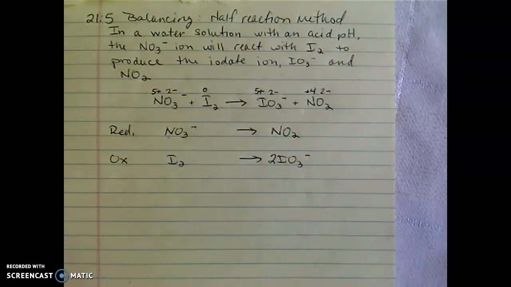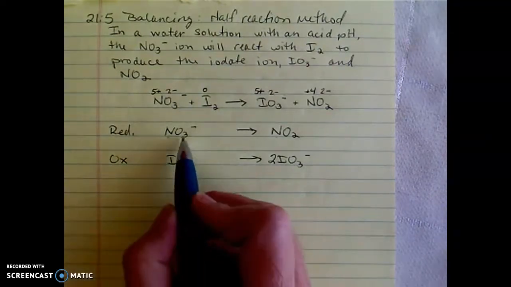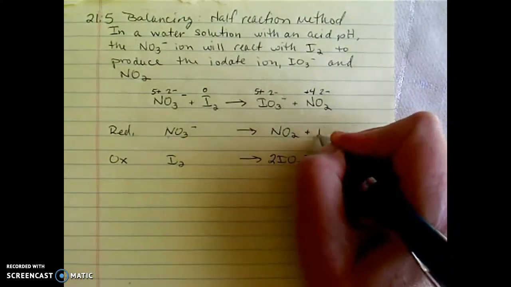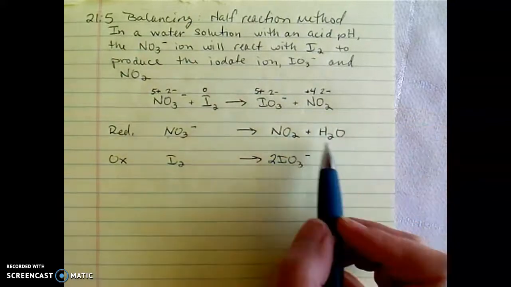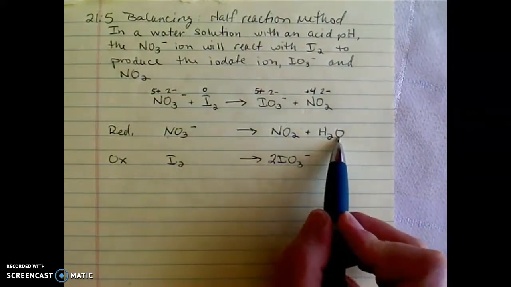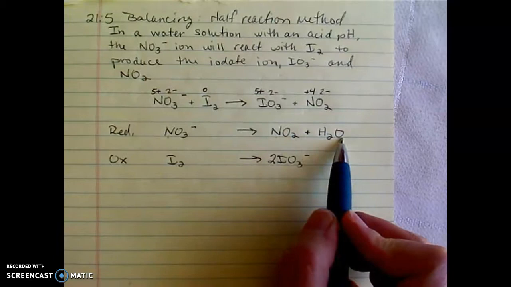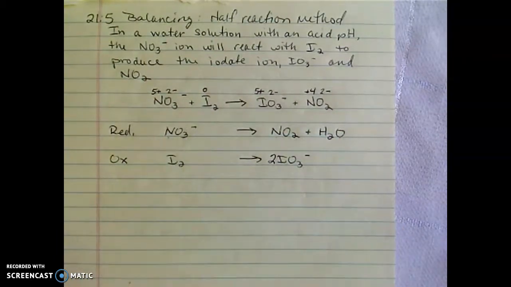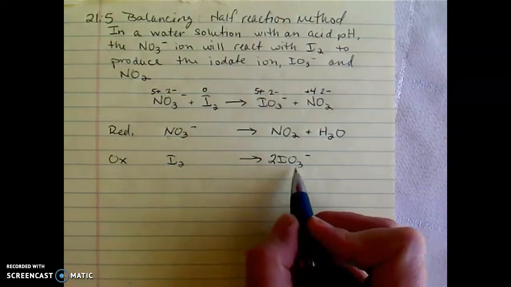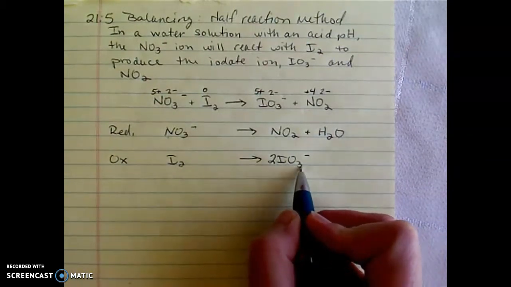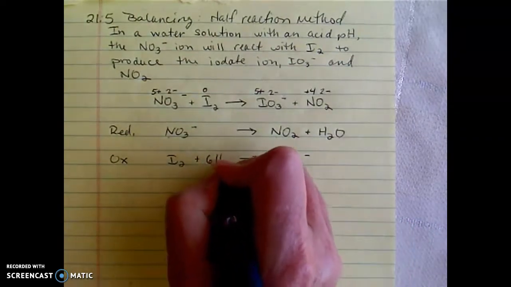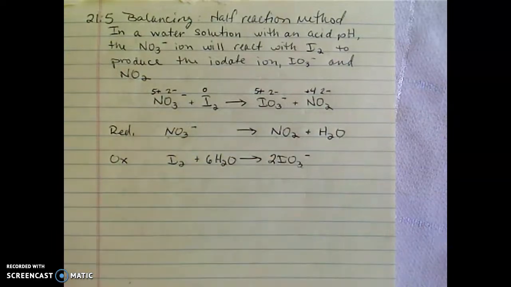Next, we need to balance our oxygens by adding water. So I have 3 oxygens here, 2 here, so I'm going to add water. When I add water, that will give me a total of 3 oxygens, just like on the other side. So my oxygens are balanced there. Now coming down here, I have a total of 6 oxygens down here. So I'm going to have to add 6 waters on this side.